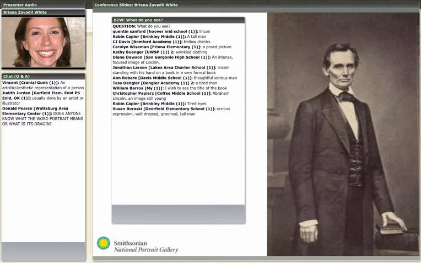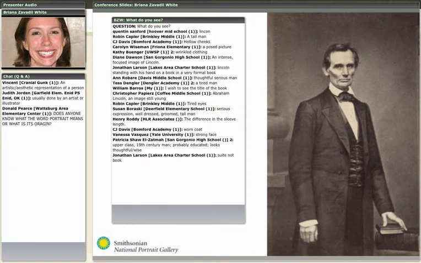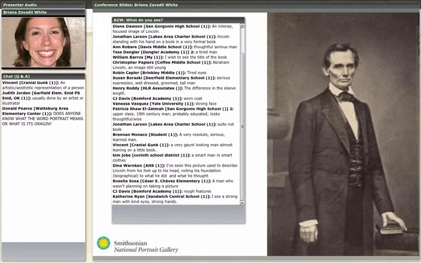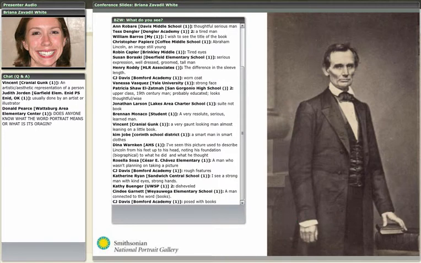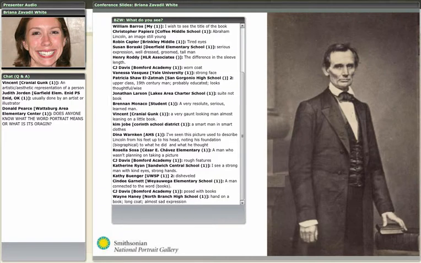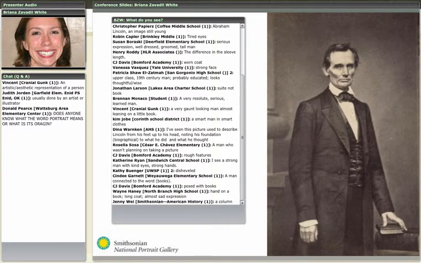Kathy says wrinkled clothing. Okay, Carolyn says a posed picture. A serious expression, well-dressed, groomed, tall man, said Susan. Okay. A strong face, Vanessa points out. Absolutely. Okay, somebody said a difference in sleeve length. I like that. I like the closeness of detail that you're considering here. A gaunt-looking man. Rosella says a man who wasn't planning on taking a picture. Okay. There are a few people who've pointed out the books, including C.J. Davis at Bomford Academy. Okay.